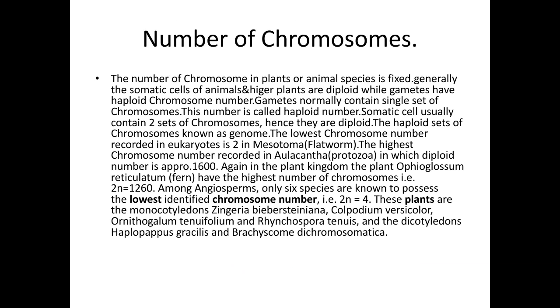This number is called the haploid number. Somatic cells usually contain two sets of chromosomes, hence they are called diploid. The haploid set of chromosomes is known as the genome.